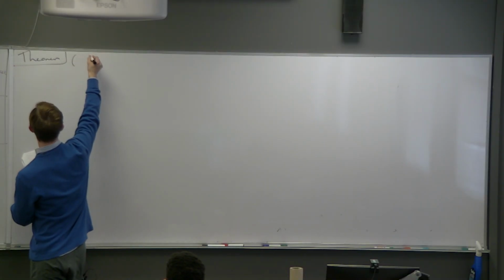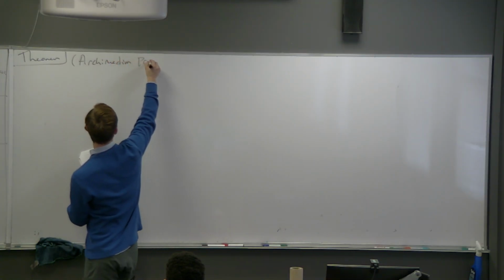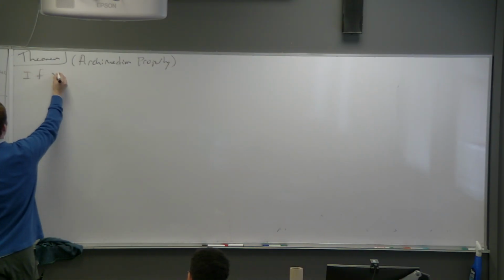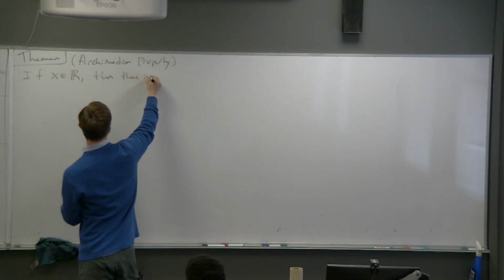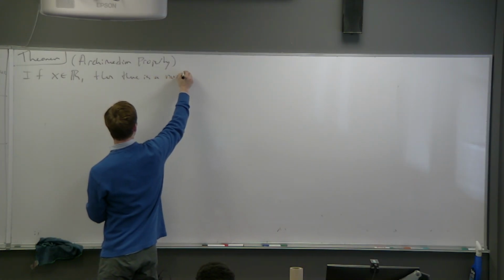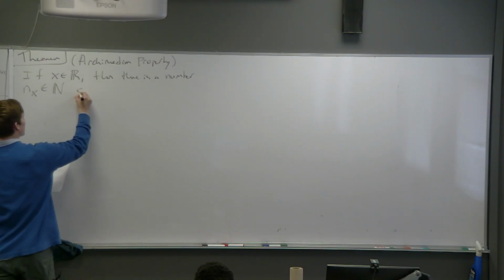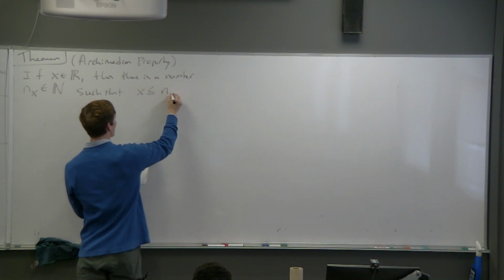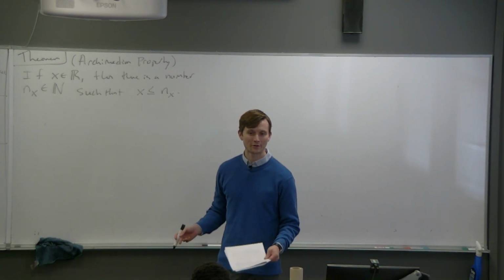So this is the Archimedean property. If x is a real number, then there is a number, I'll say n_x, in the natural numbers, such that x is less than or equal to n_x. That is, every real number is less than or equal to some integer.